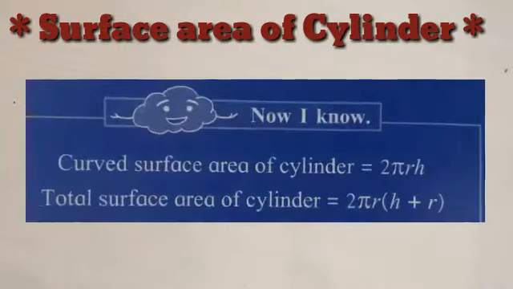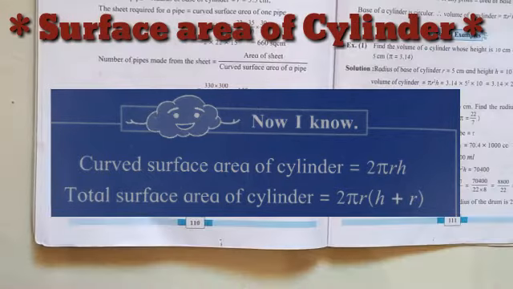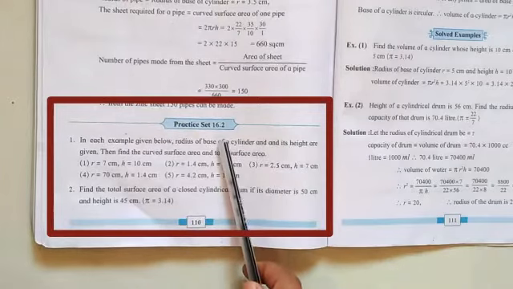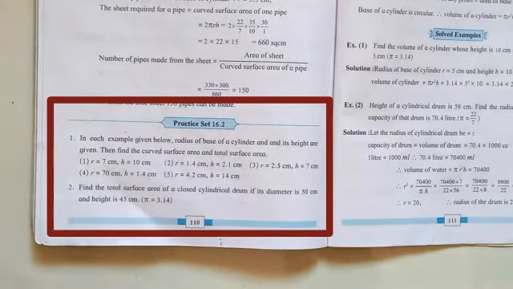Hence, students, in this way today we have learned these two formulas, that is curved surface area of cylinder is equal to 2 pi rh and total surface area of cylinder is equal to 2 pi r into bracket h plus r, bracket complete. So without wasting our time, let's use these formulas to solve practice set number 16.2, which is given on page number 110 and 111.